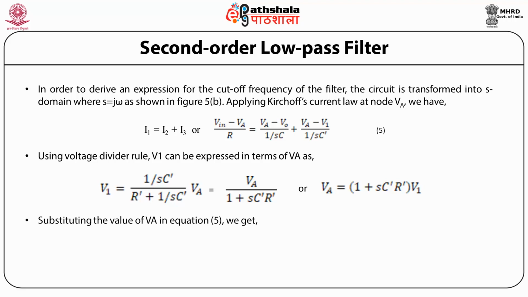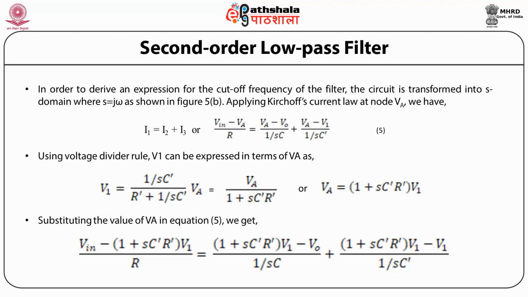Now, substituting the value of Va in the above equation describing the Kirchhoff's current law, we get Vn minus within the brackets 1 plus Sc prime R prime into V1 divided by R is equal to within the brackets 1 plus Sc prime R prime brackets close into V1 minus V naught divided by 1 by Sc plus within the brackets 1 plus Sc prime R prime brackets close into V1 minus V1 divided by 1 by Sc prime.